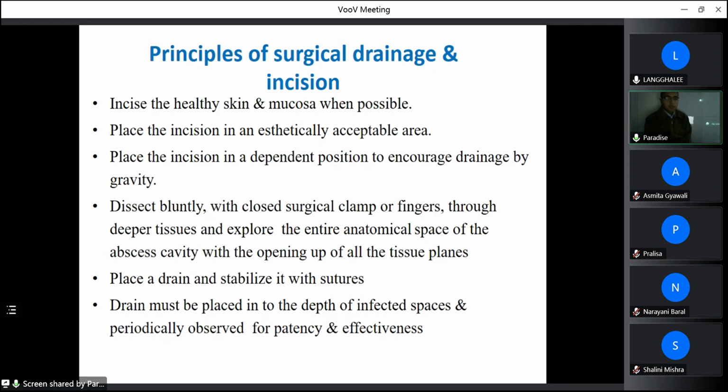Then place the drain and stabilize it with sutures. The drain must be placed into the depth of infected spaces and periodically observed for effectiveness. Once you have placed the drain, you have to irrigate either BD or TDS. You have to prescribe the antibiotic. Once there is no more pus collection, then you can remove it. Usually the drain is removed after 3 days, after 72 hours, once the infection has subsided.